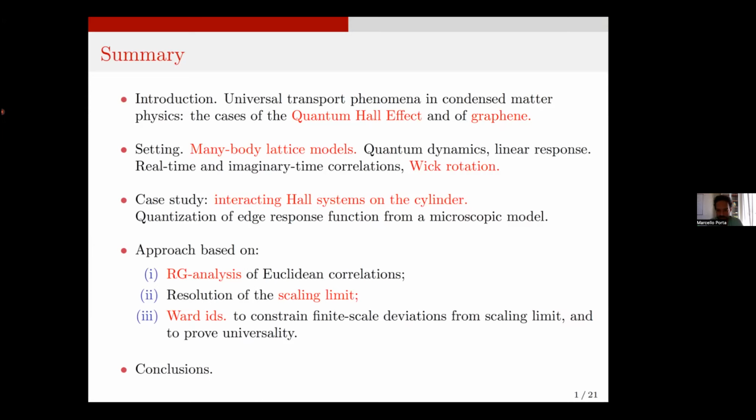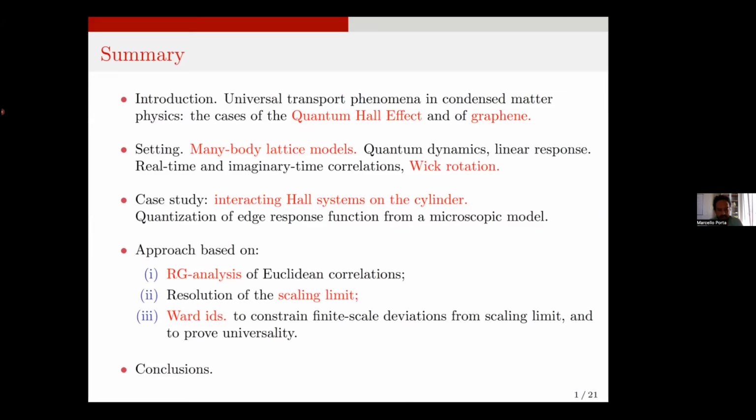So quantum dynamics, linear response approximation, and then two main objects that will appear until the end of the talk, namely real-time correlation functions, imaginary time correlation functions, and their connection via analytic continuation, also called Wick rotation. So I will try to stress what are the general questions I would like to understand, and then I will focus on a specific model for which I will present the theorem.